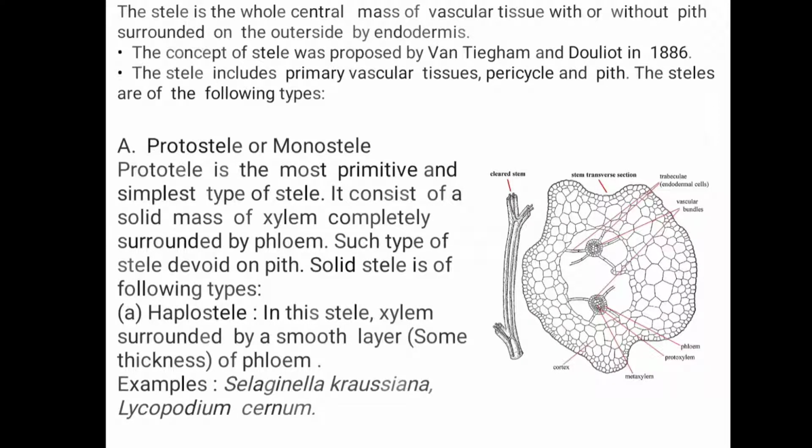First we discuss the haplostele. In this stele, the xylem is surrounded by a smooth layer of phloem. You can see this in this figure. The phloem is present in the middle portion, and then the outer xylem is present. So it is known as xylem surrounded by a smooth layer of phloem. Phloem on the inner side and xylem on the outer side. So this arrangement is known as the haplostele.